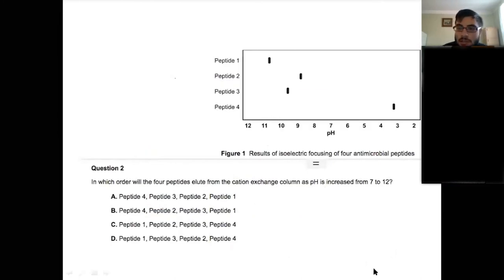Now, like I mentioned, isoelectric point and cation exchange, anion exchange, are very linked. On an MCAT, they may very well ask something like this, where they link the two tests, so you have to know both of them and how they work together. So let's see if you guys can get this one. Poll is launched. Question 7.